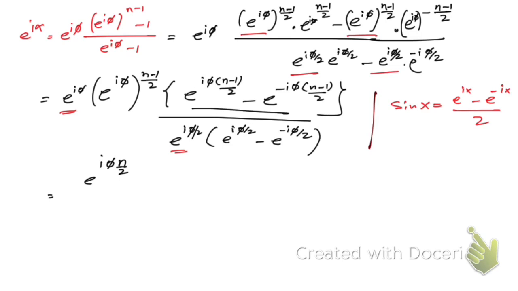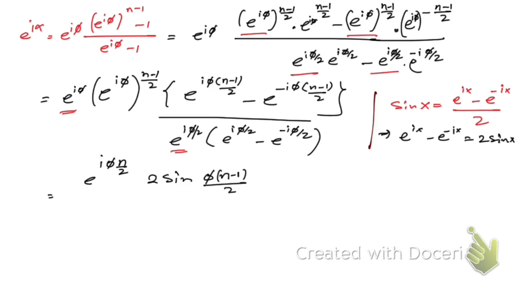And here, according to this formula, e to the power ix minus e to the power minus ix is equal to 2 sine x. So here x is nothing but this, that's why we're going to have 2 into sine phi (n minus 1)/2. That's what we're going to have, right? So hope you have understood this.